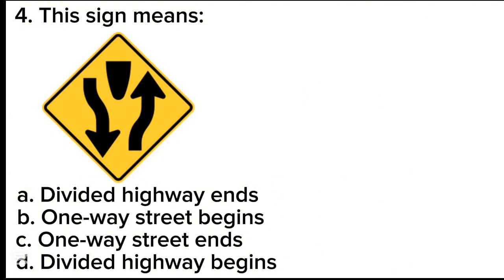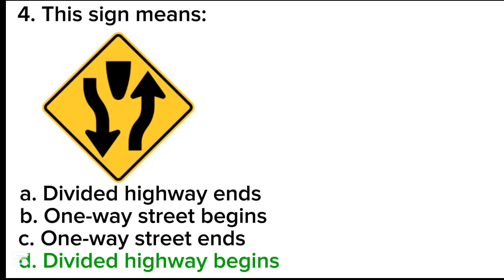Is it A. Divided highway ends? Or is B. One-way street begins? Is it C. One-way street ends? Or is D. Divided highway begins? What is the correct answer? Let's write. The correct answer is D. Divided highway begins. Once you see this sign, you should know that a divided highway begins.